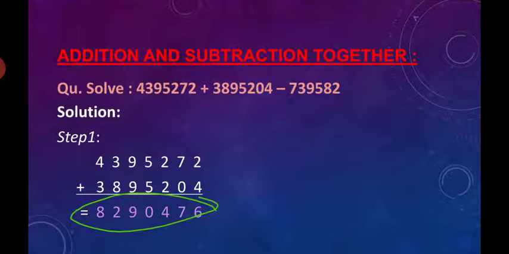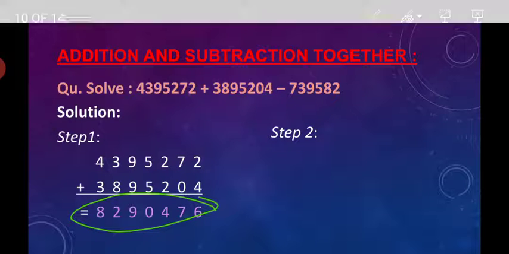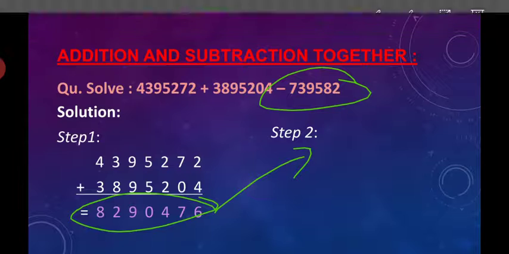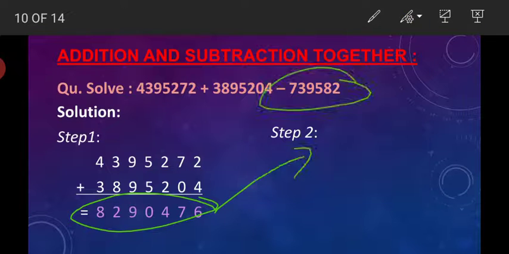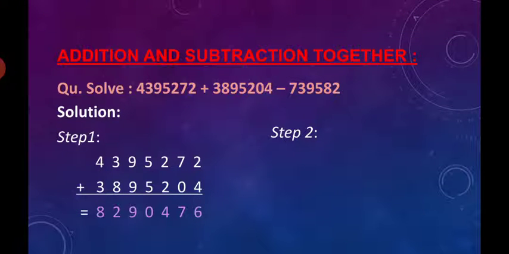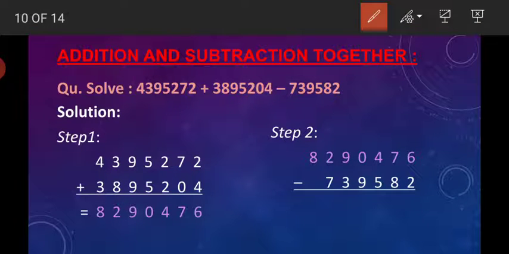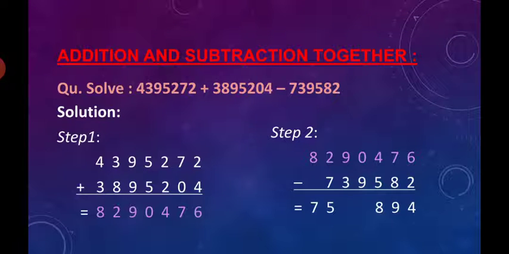So now come to the second step. In the second step, what to do? We have to write the sum first, and after that we have to write the other number, that is, the number to be subtracted. Now write the sum first, then write the second number. So this is the number we have to subtract, and we get a difference here.